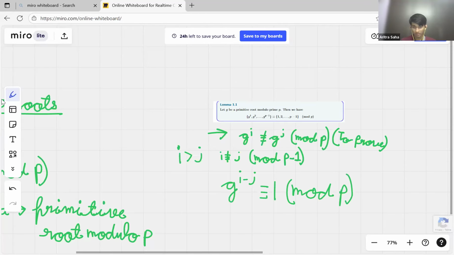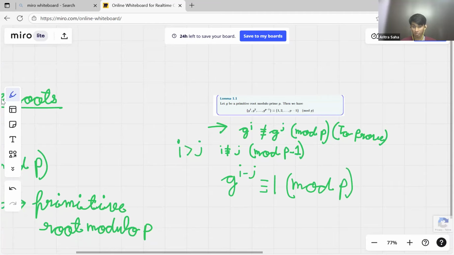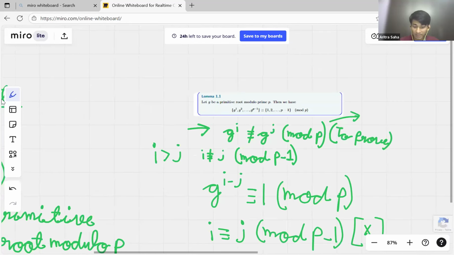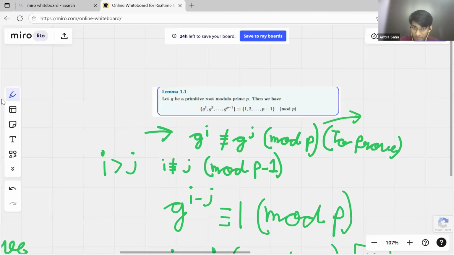But because g is a primitive root, we know that i should be congruent to j mod p minus 1. But both of them are less than p minus 1, so this can't be true. This is a contradiction. So we get this. Did everybody understand the proof?